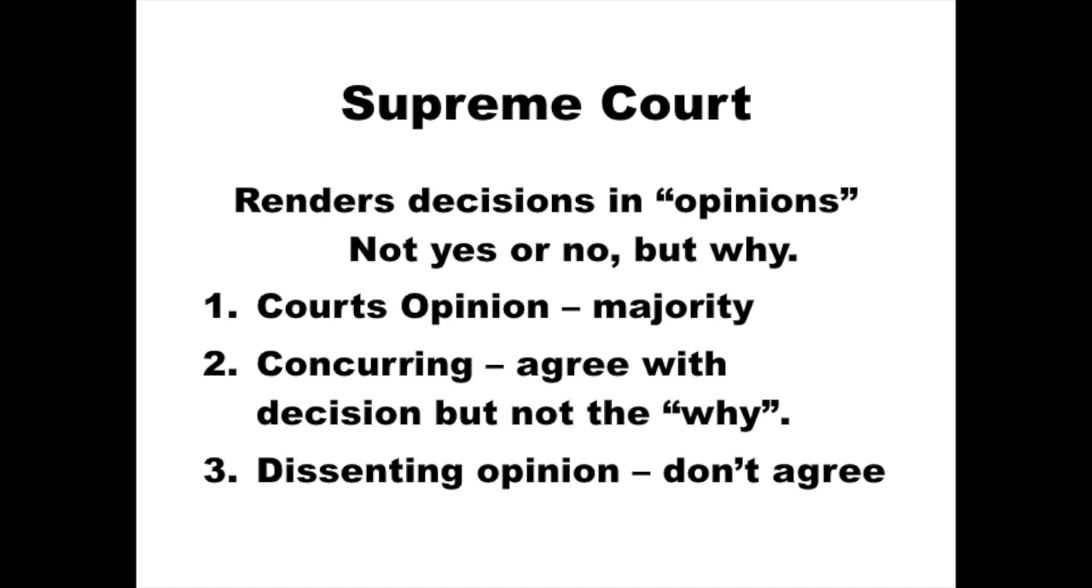And then the dissenting opinion is usually, sometimes every justice will write a dissenting opinion, unless 2 or 3 justices believe the same reason why the court's opinion was wrong. So those opinions are important, both the court's opinion, the concurring, and the dissenting, because they still help shape our laws.